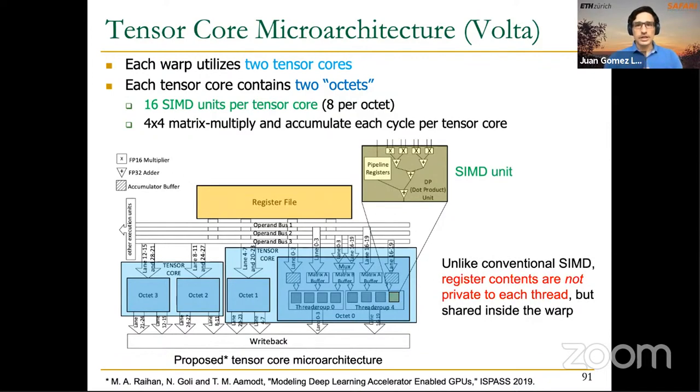There is something interesting here as well. This is a specialized SIMD unit that we also have inside each GPU core, but there is something that makes it different from conventional SIMD units and even from the other SIMD units in the GPU core. For these SIMD units, it's possible for some of the threads, for example lanes 0 to 3, to access data stored in registers from other threads. This is relatively special. The register contents are no longer private to each individual thread, but are shared inside the warp when it comes to execution on the tensor cores.